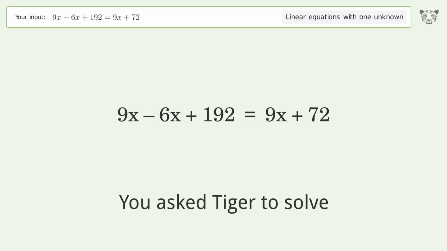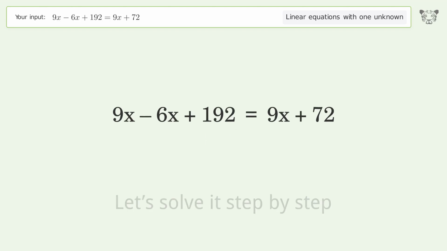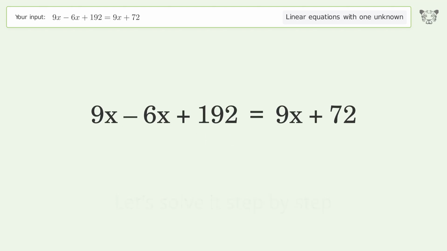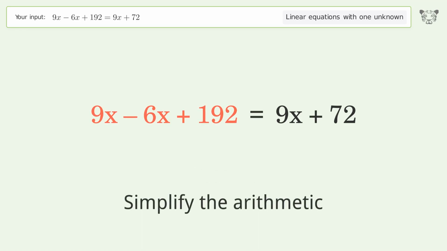You ask Tiger to solve. This deals with linear equations with one unknown. The final result is x equals 20. Let's solve it step by step. Simplify the expression. Simplify the arithmetic.